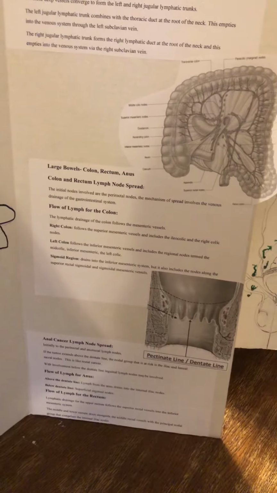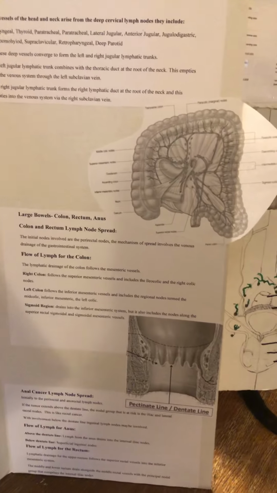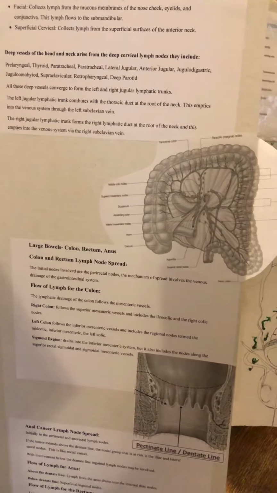Next, we have the large bowels, which include the colon, the rectum, and the anus. If a tumor has invaded the submucosal layer of the bowels, the initial lymphatic and venous channels of the bowel wall are found in the submucosal layer. Initial nodes that are involved in the spread of colon cancer are the perirectal nodes, and the mechanisms of spread involve venous drainage of the gastrointestinal system.